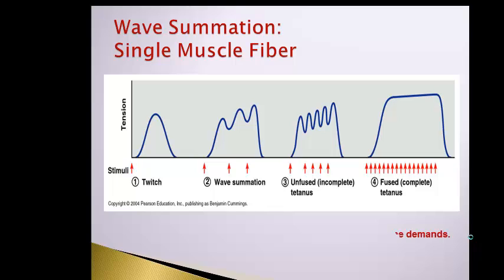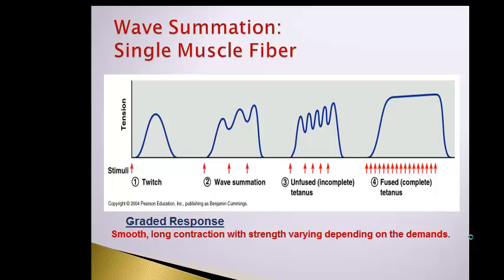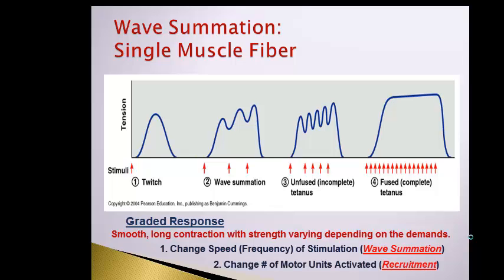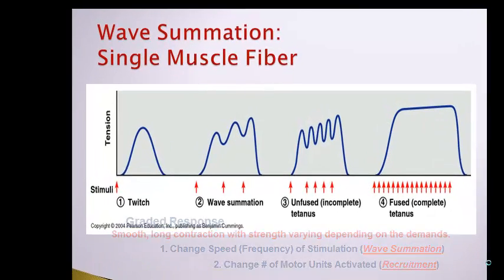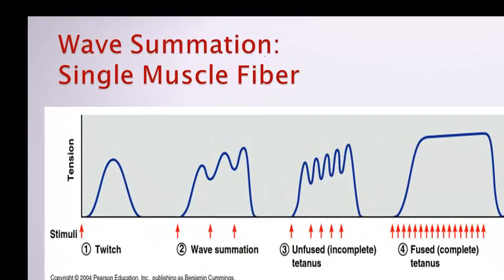Instead, our muscle contractions are smooth, long, with the strength varying depending upon the demands of the body at that given moment. This means that what we will actually have is something known as a graded response. Now, that graded response can occur one of two ways. It can occur by taking a single muscle and changing the speed of stimulation. Now, here you can see wave summation being played out. Let's look at wave summation.